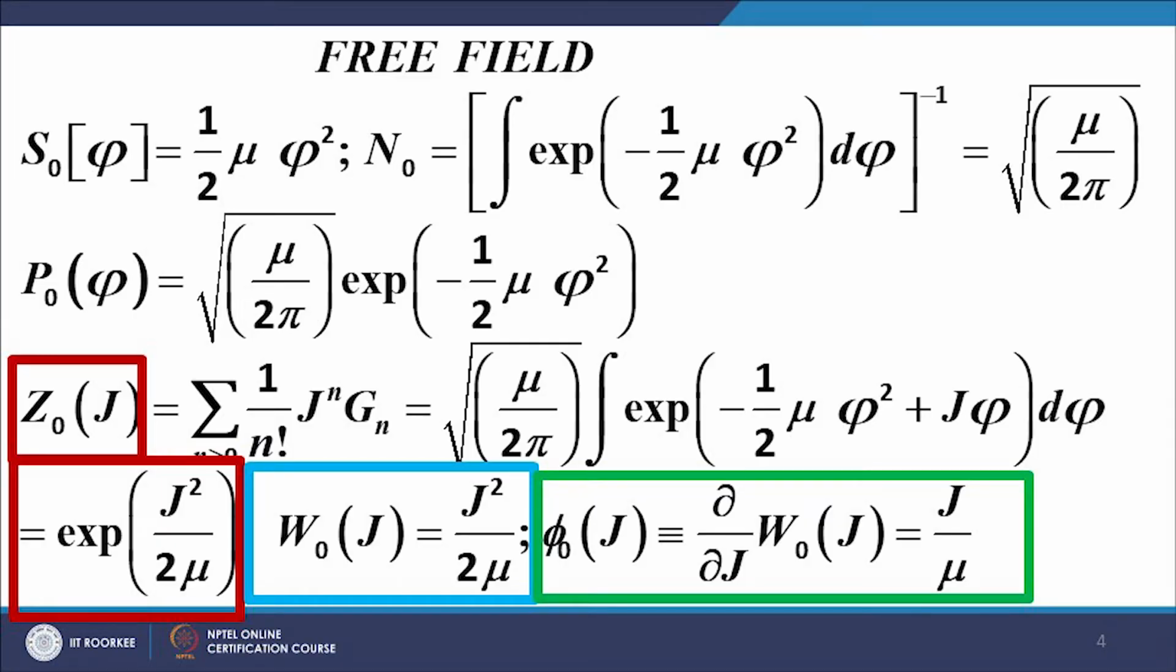For the free field, as I mentioned, the action takes the form 1 by 2 mu phi square. The normalization constant we found out is under root mu upon 2 pi, and the generating function for the green function works out to the expression in the red box. The generating function for the connected green function is given in the blue box, and the free field function is given in the green box.